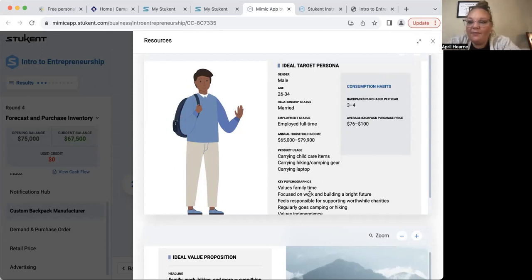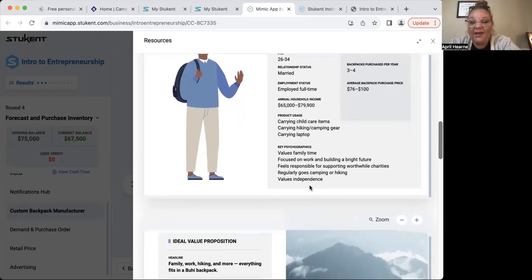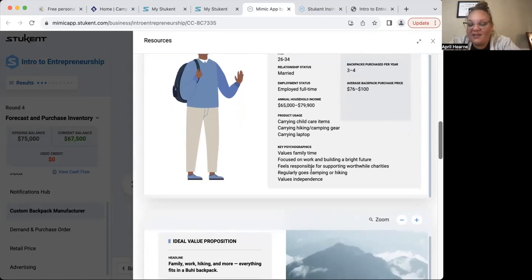He is employed full time. He makes between $65,000 and $80,000 a year, and he's a family man. He has kids, he's married. He needs a backpack that can carry the child care stuff, hiking stuff, because he takes his kids hiking, and he needs a laptop because he's got a job that requires laptop usage. Okay, so keep all of that in mind as you're going through all of these exercises.